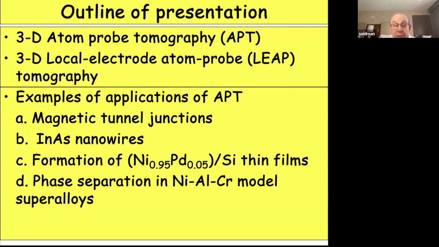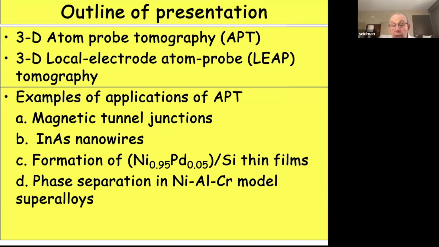And the examples in this particular talk are these 4 examples here of magnetic tunnel junctions. I'm not going to talk about that. I think I'm going to talk to you about formation of nickel silicide thin films because they're relevant to integrated circuits, particularly because they involve silicon and then also important metals for integrated circuits, nickel and palladium. And then the last topic here is phase separation in nickel, aluminum, chromium model superalloys.